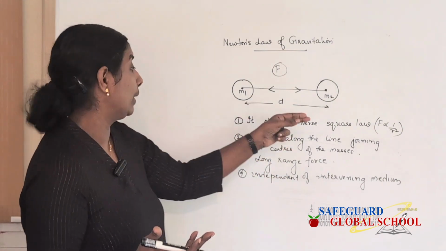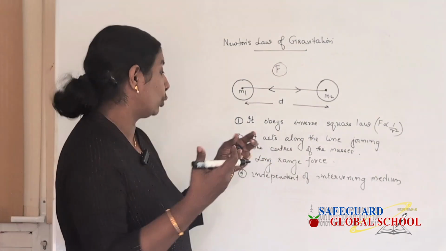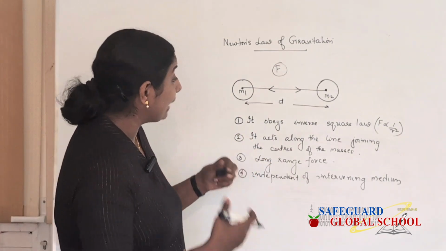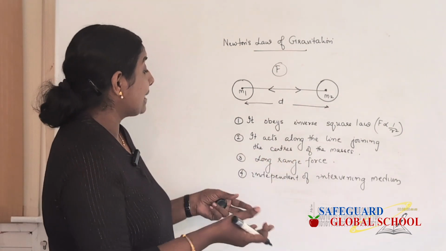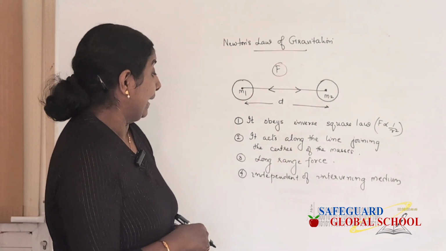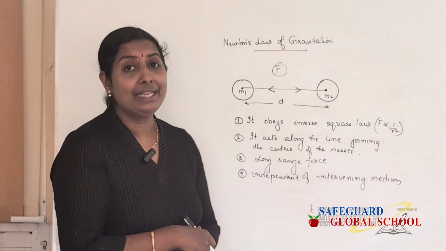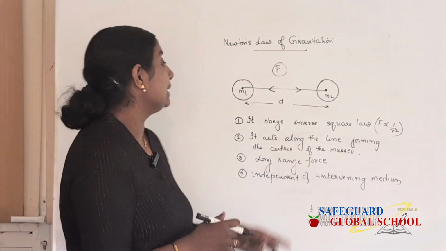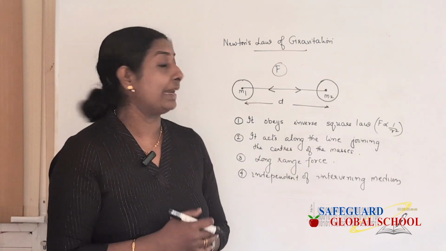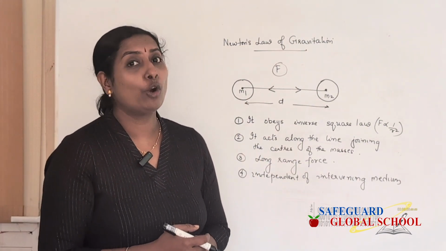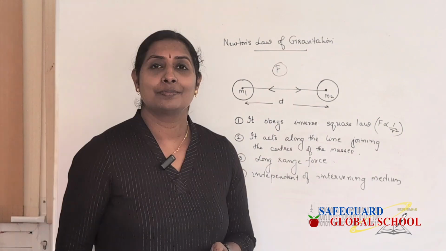It obeys the inverse square law. As the distance increases, force decreases. It acts along the line joining the centers of the masses. Next, it is a long range force. Next, it is independent of the intervening medium. These are the features of Newton's gravitational force. So I hope that you have understood this point.